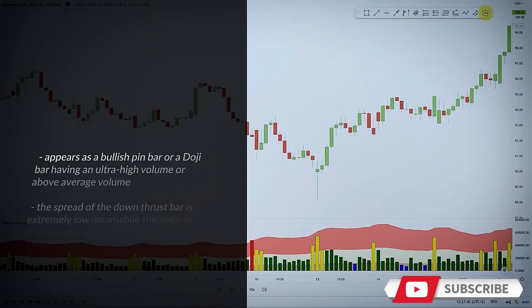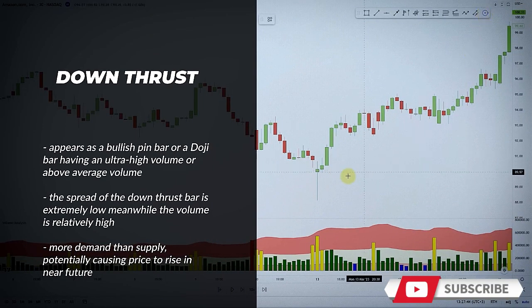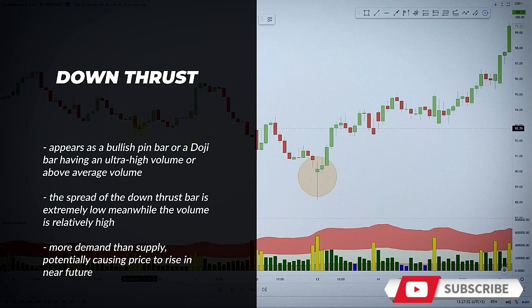Based on this, here are the best sign of strength volume patterns for day trading. First is the downthrust. The downthrust appears as a bullish pin bar or a doji bar having an ultra-high volume or above average volume. The spread of the downthrust bar is extremely low.